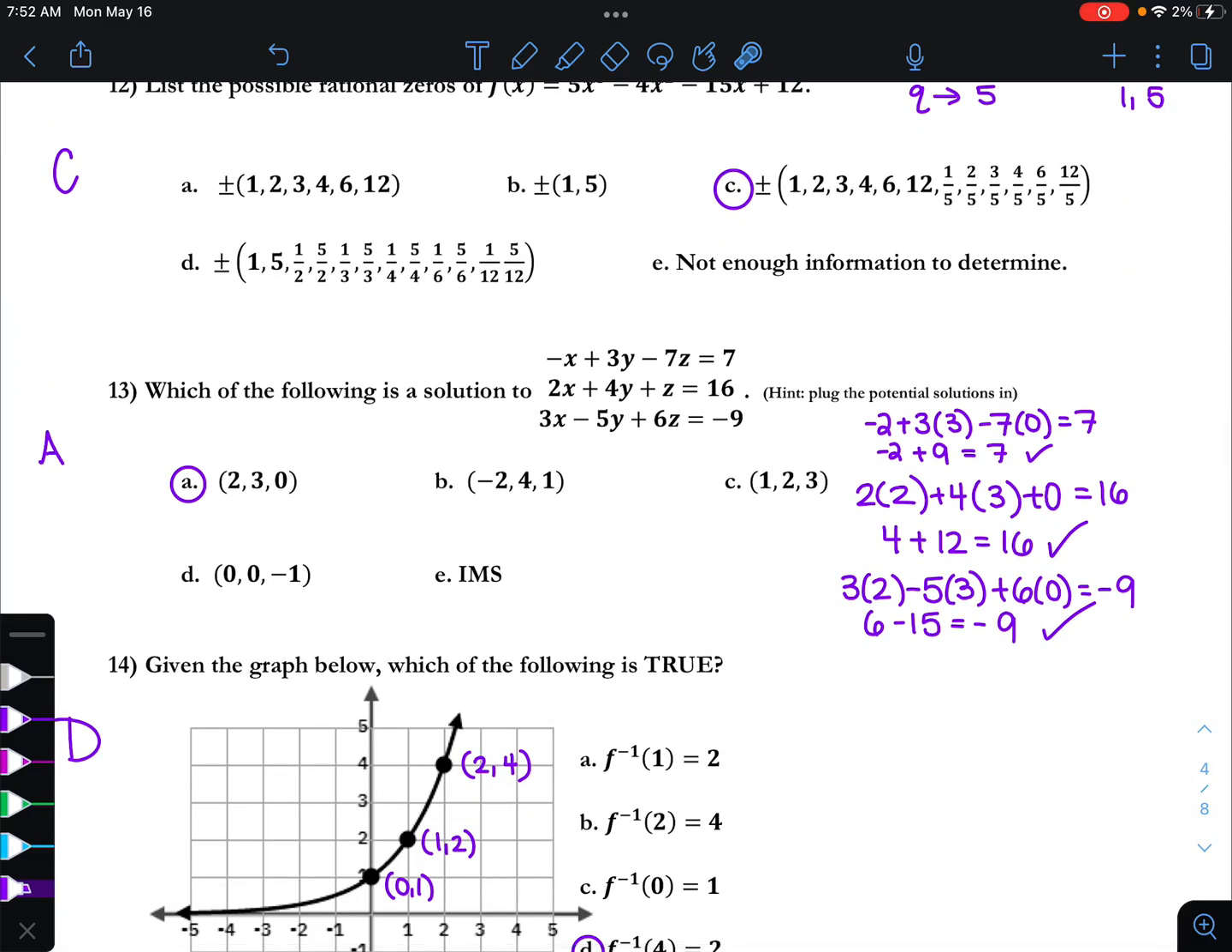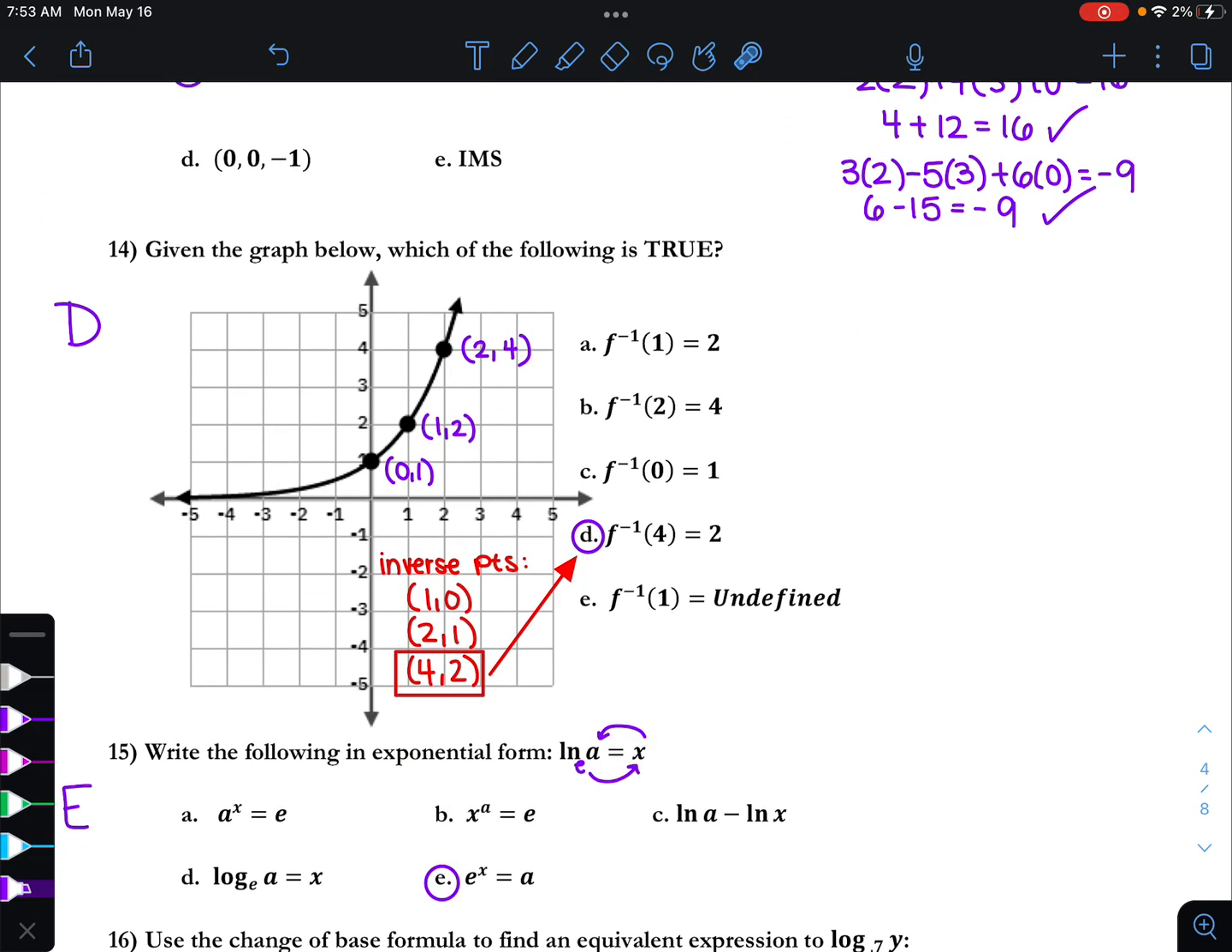To find the solution for this one, all we have to do is plug these answers in. You do not have to solve this system. You can just do process of elimination, start with one of them and plug them in for all the x's, y's, and z's and see which one of these options makes all 3 of these true. And luckily for us, it was the very first option that we tried.